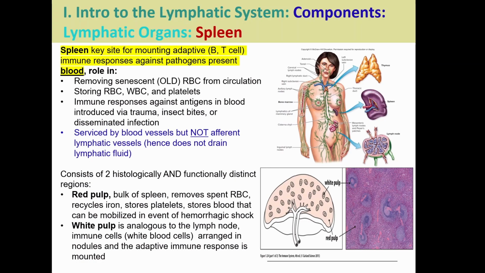The red pulp, which makes up the majority, is going to deal with red blood cells, hence the name. It's going to help with getting rid of the old red blood cells, recycling the iron, and storing platelets, storing blood so that if we have some sort of trauma happen, we can mobilize that blood in response to shock. And then the white pulp, this is very similar to a lymph node, right? We have immune cells like white blood cells found in these nodules for an adaptive immune response as well.